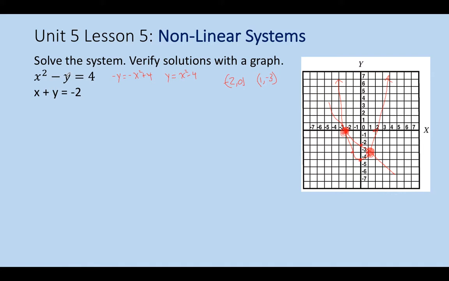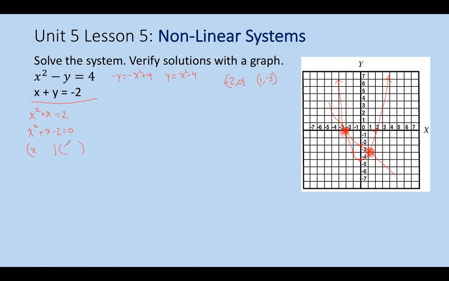I can see that if I used elimination or combination, the y's would cancel out. So let's see what happens. These are not like terms, so I can't really combine them, but I'm going to try. We'll say x squared plus x. The y's, of course, cancel out. And then I've got 4 minus 2, which is 2. It looks like this is also a quadratic, so we'll set it equal to 0 and see if we can factor. So x squared plus x minus 2 equals 0. This does look factorable.